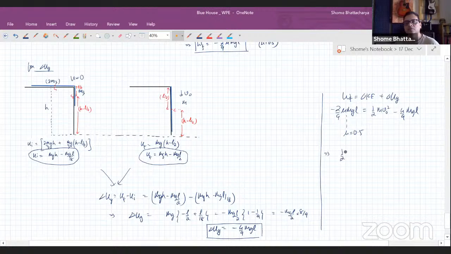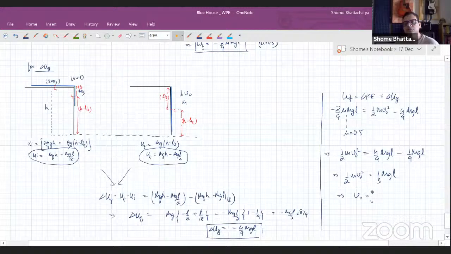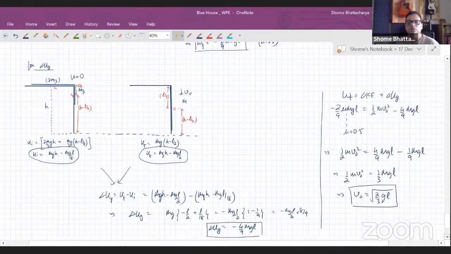So we have half m v0 square is 4 by 9 mgL minus 1 by 9 mgL. Why 1 by 9? Because mu is 0.5. So 3 by 9 or 1 by 3 mgL. So v0 you can see is becoming square root of 2 by 3 gL. So this is the speed of the chain or the rope as it just slips off.